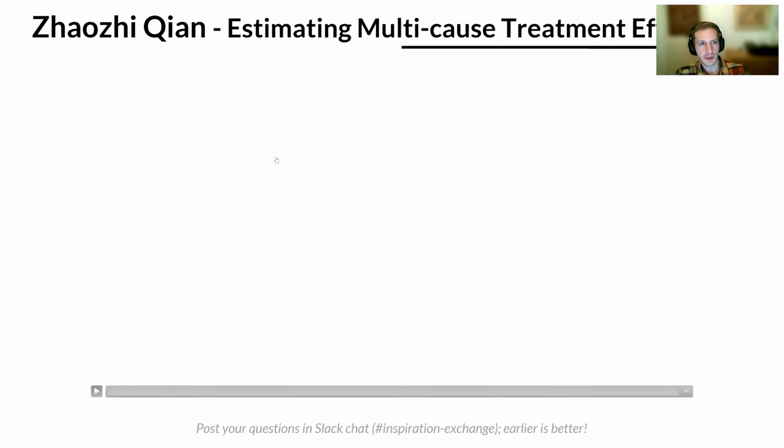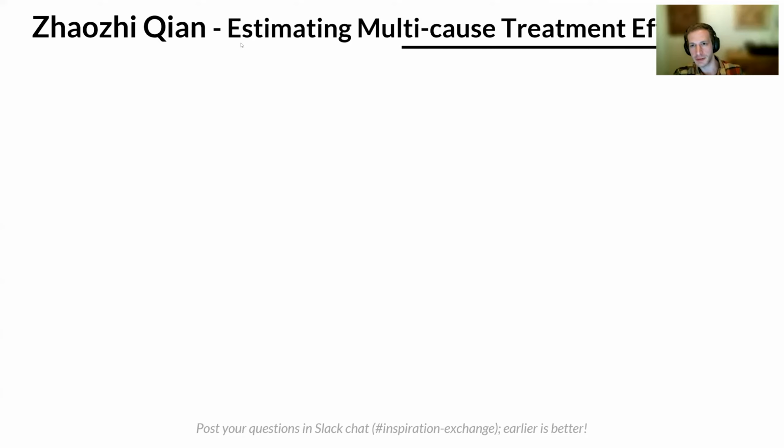Okay, so now it's time for our second of these, this double header from Zhaozhi's NeurIPS 2021 papers, which is on estimating multi-cause treatment effects.